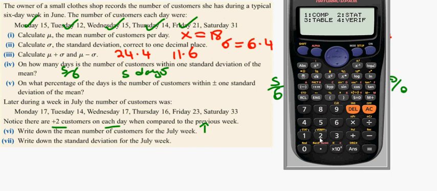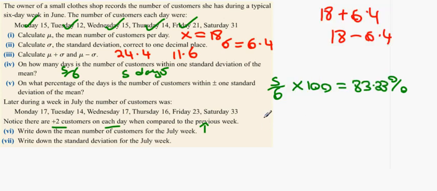So once again, go into your one variable. We enter 17, 14, 17, 16, 23, 33. Shift, stat, variable. We get a mean of 20. So x bar equals 20, as predicted.